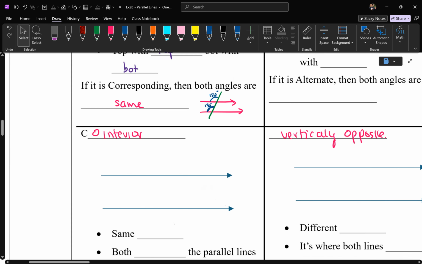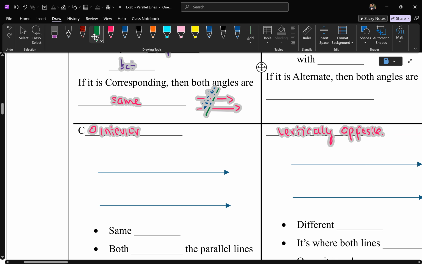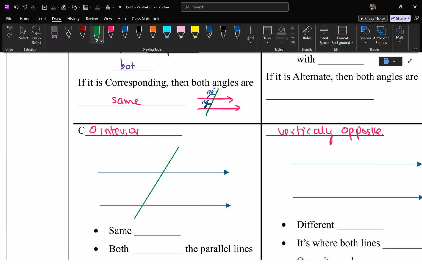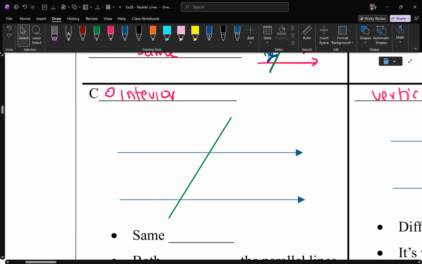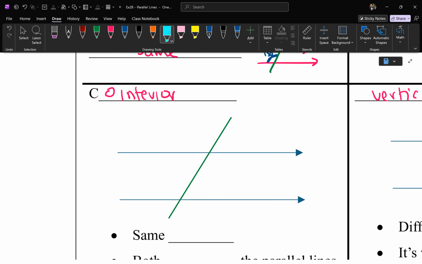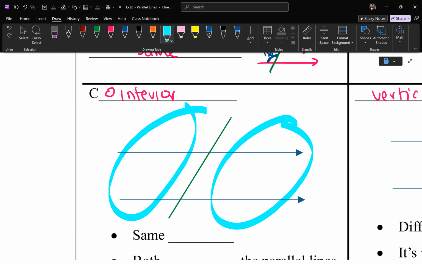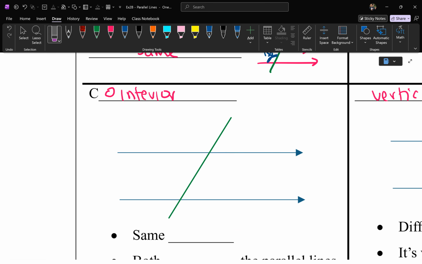So here, let's draw a transversal line for this example. So co-interior, I'm going to draw the transversal line again. It splits the left and the right side, yeah? Now, for it to be co-interior, remember the first thing is it has to be on the same side of the transversal line. So it needs to be either on the left or on the right. Okay, so it's either both on this side or both on that side. Now let's say I pick the left again.